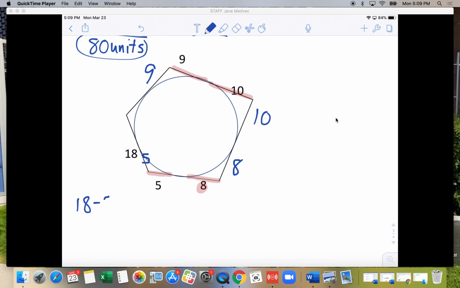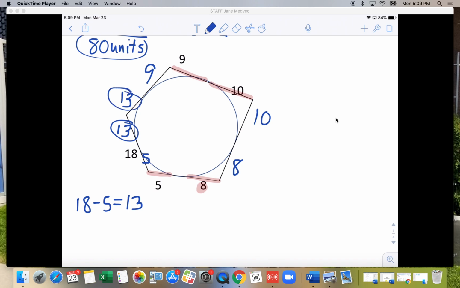I know that this piece is 5, so I know this piece right here is 5. 18 minus 5 is 13. So this piece here is 13, and this piece here is 13. So we kind of go all the way around to try to find it. And I needed to find this 13 so that I could find the measure of this, which is 13.